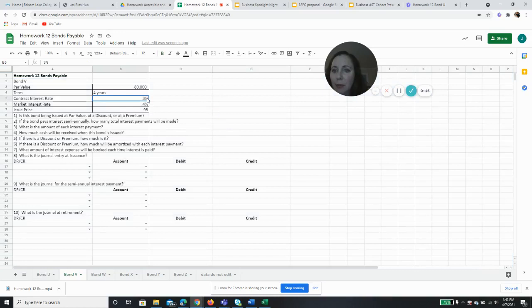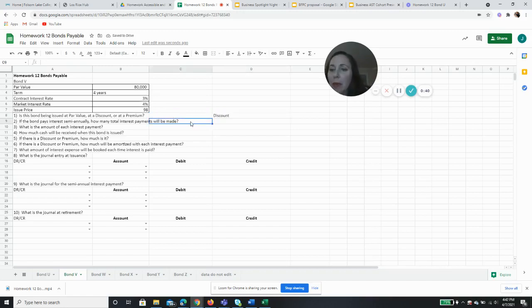Well, the contract rate is 3% and the market rate is 4%. So I know that if the contract rate is less than market rate, then I'm probably issuing at a discount. To verify, I look at the issue price and it's 98%, which is less than 100%. So I definitely am issuing this bond at a discount. I'm going to put everything over here so we'll put it all together.